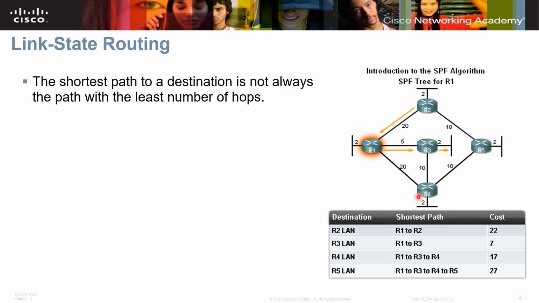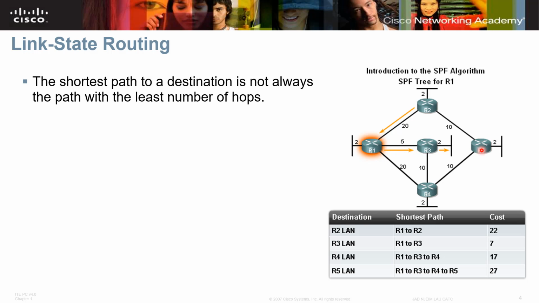So I will select the path with minimum cost, not the path that is directly connected to me, which is only one hop. But I can reach this destination by two hops, because these two hops have a lower cost than a direct connection or a direct hop. Here, if I need to reach R4 from R1, I can select R3 then R4, because the cost here is 16: 5 plus 10 plus 2.